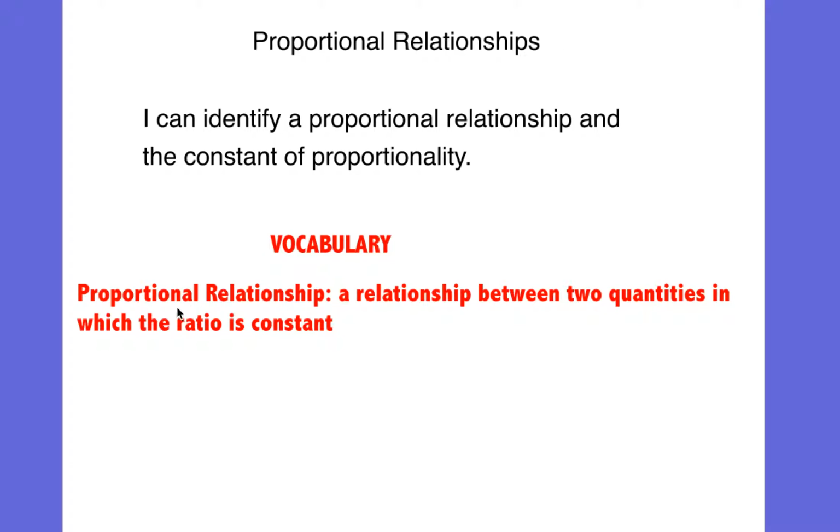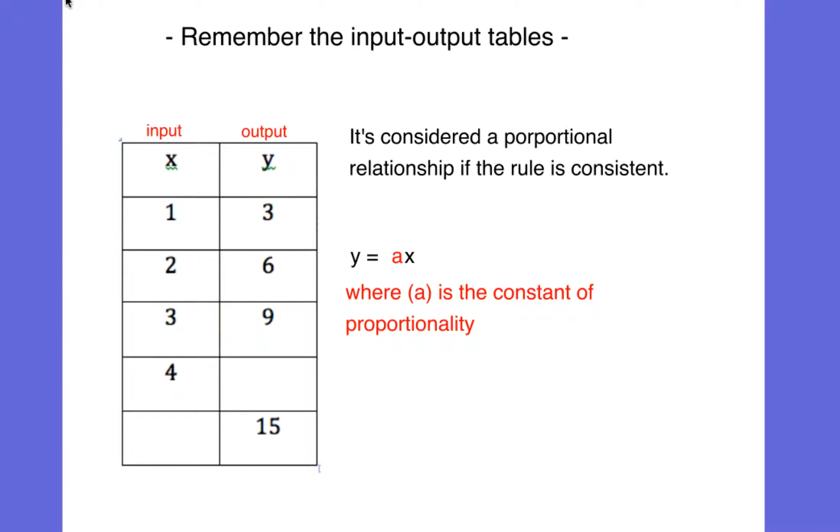So, big vocabulary word is proportional relationship. That is a relationship between two quantities in which the ratio is constant. Okay, so we'll talk about exactly what that means on the next slide, so make sure you get that definition down though. So first thing I want to look at are the input-output tables.